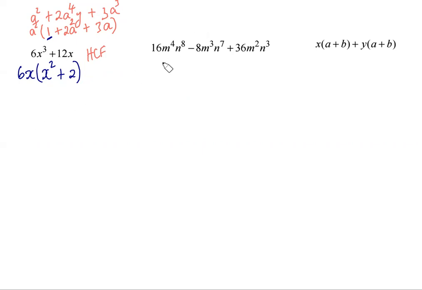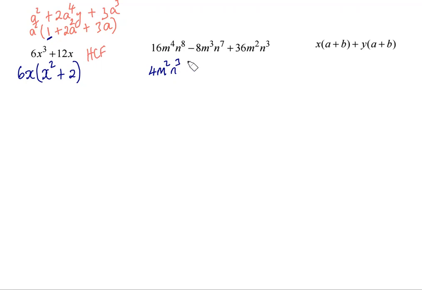Now, let's look here and see what we have. Let's apply what we have learned. What goes into 16, 8, and 36? What number is that? To me, I would think of 4. So 4 will go into 16, 4 will go into 8, 4 will also go into 36. Now, what about in terms of m? I will take m squared because I look for the lowest order. So here is m squared. Okay, let's look for n. I will take n cubed because here we have got n to the power of 7. Here we have got n to the power of 8, which are all bigger orders.